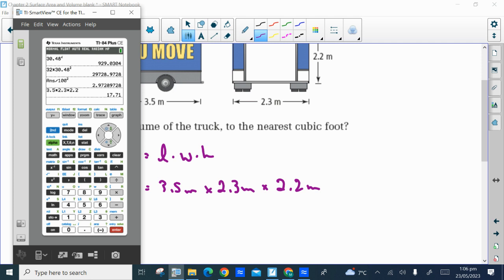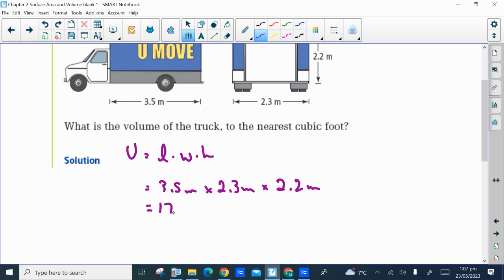There's the answer, 17.71. Now remember, area was units squared because you multiplied 2 units together. Volume, though, is units cubed because you're multiplying 3 measurements together. So it'd be 17.71 meters cubed, or cubic meters.